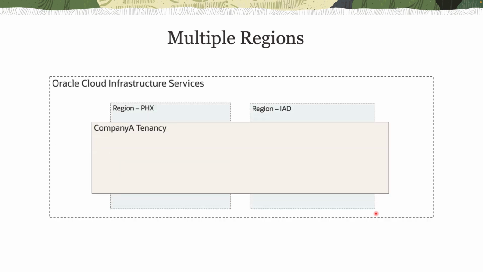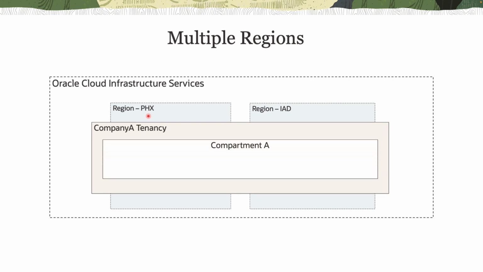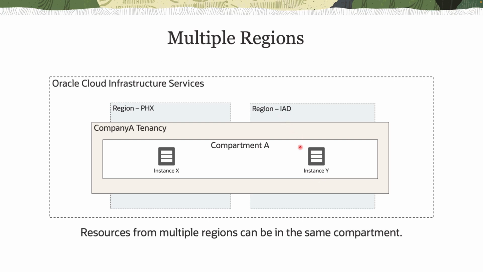Next, we can also have resources from multiple regions in the same compartment because our compartments are global. So when you create a compartment, suppose you create it in your home region, let's say Phoenix, then the same compartment will be available in other regions where your tenancy is subscribed. So for example, if you create an instance in the Phoenix region and you go ahead and create an instance in the Ashburn region, you can place both of them in the same compartment. That is compartment A in this example. This is possible because compartments are a global concept.